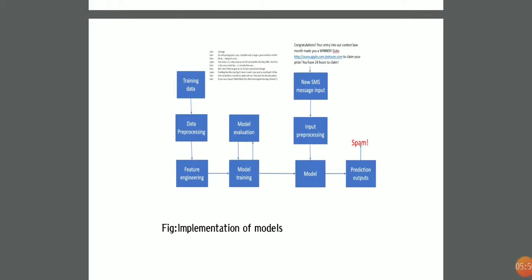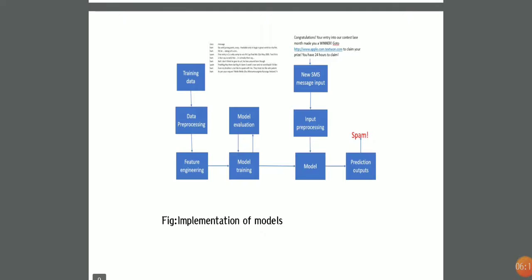And here is the implementation of the models. Training data pre-processing is joined to feature engineering, which is next converted into model training. In that, model evaluation is also involved. Then the model training is next moved to the model, where input of a new SMS and input pre-processing can be done. And the final output is the prediction output.